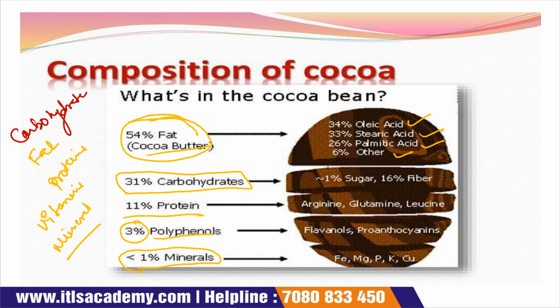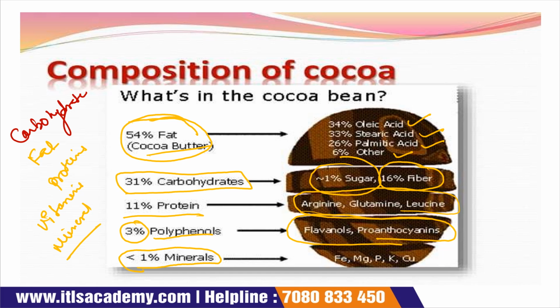In carbohydrate, around 1% of sugar is present, and they also contain 16% of fiber. If we talk about the protein, then it contains arginine, glutamine, and leucine. So these are the proteins present in our cocoa beans. Now flavonols and proanthocyanins are also present in cocoa.